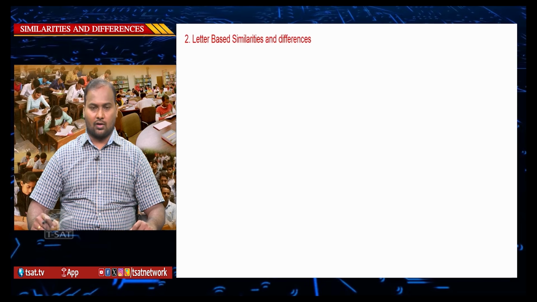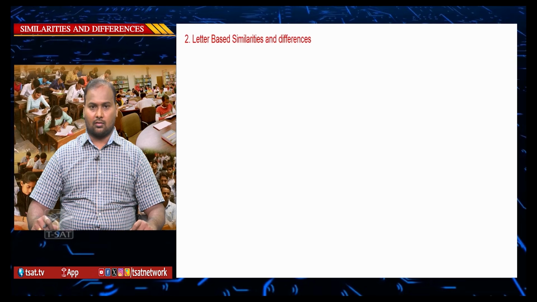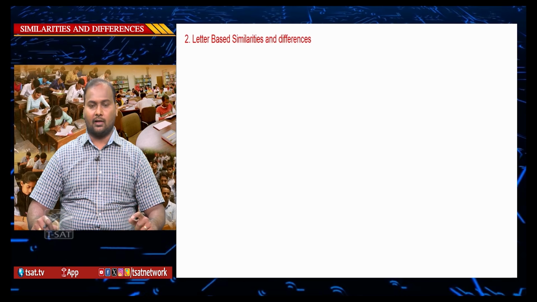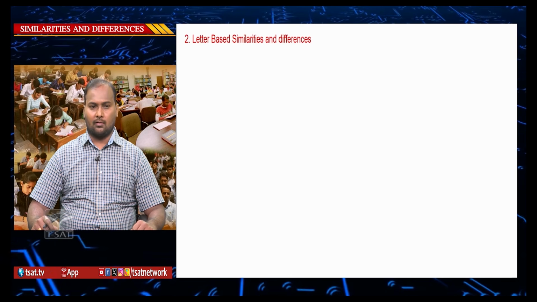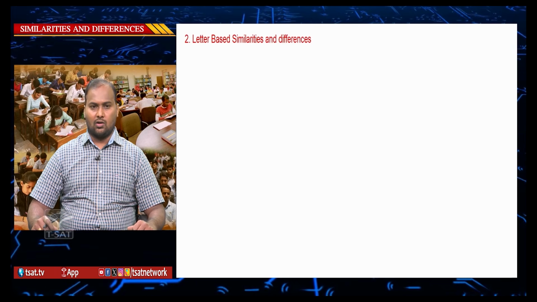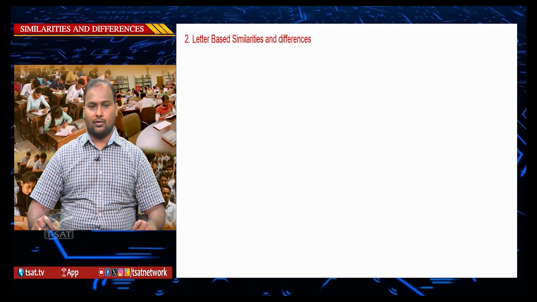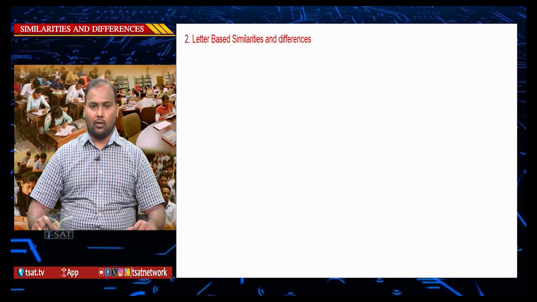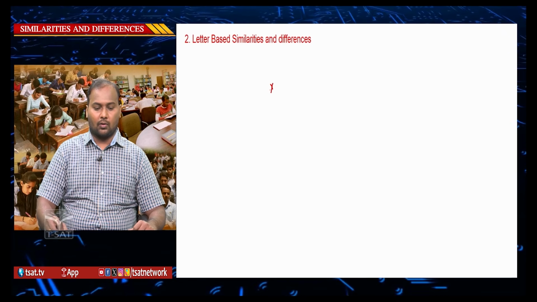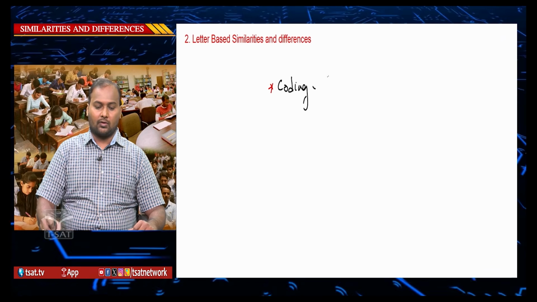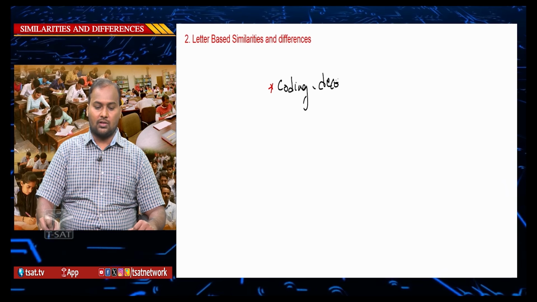The student should logically see the similarity of the three options, and he has to pick the different one. Now, the letter based similarities and differences. To answer the questions from this topic, the student should be thorough with coding and decoding. That is very, very important. The first one is coding and decoding. The student should be thorough with this topic.